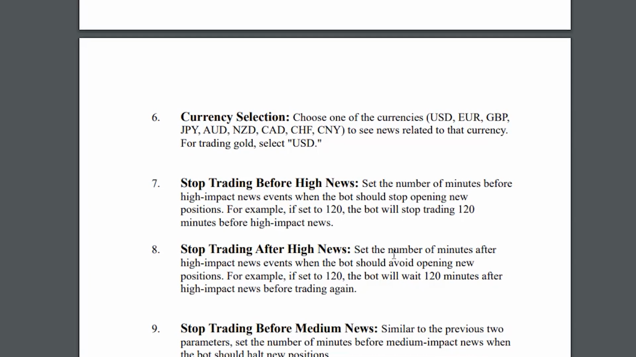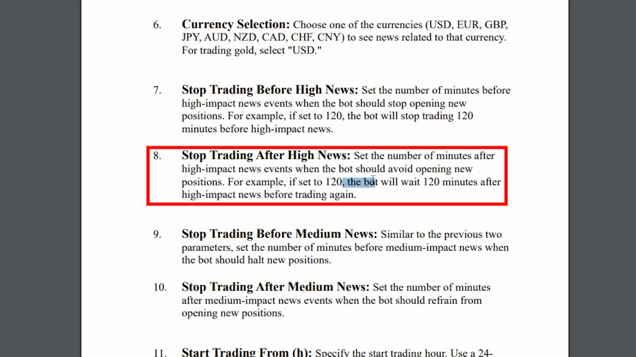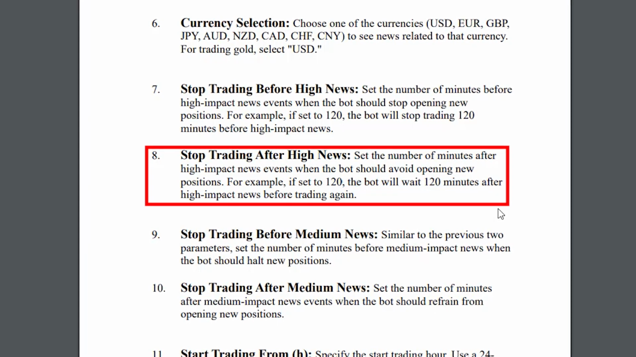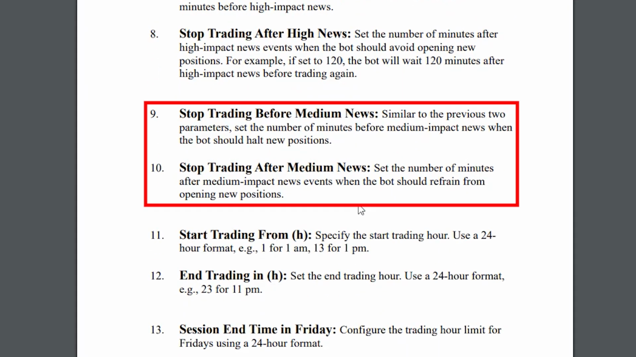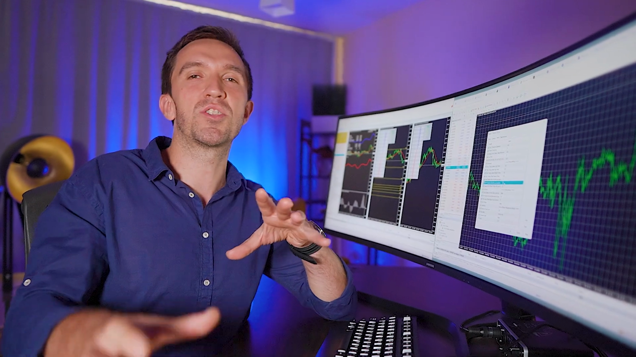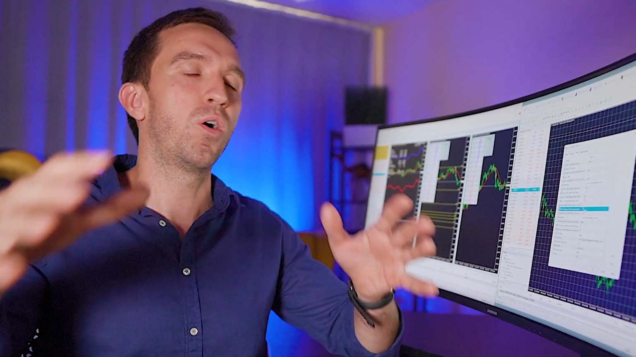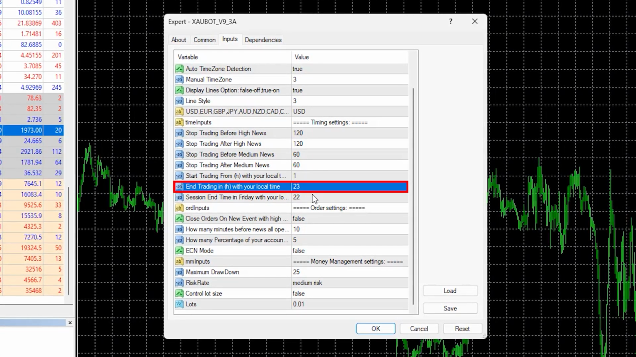And if we leave it to 120, it will stop trading 2 hours before, and it will continue 2 hours after the hot economic news. And then you have some more options for medium news. As well, the EA offers some trading session hours, so if you don't want to keep your trades overnight, or if you want to stop 1 hour before the trading day is over, you can set that in the inputs.